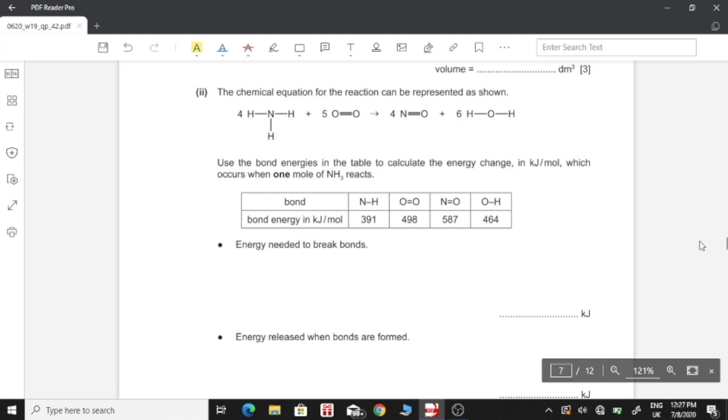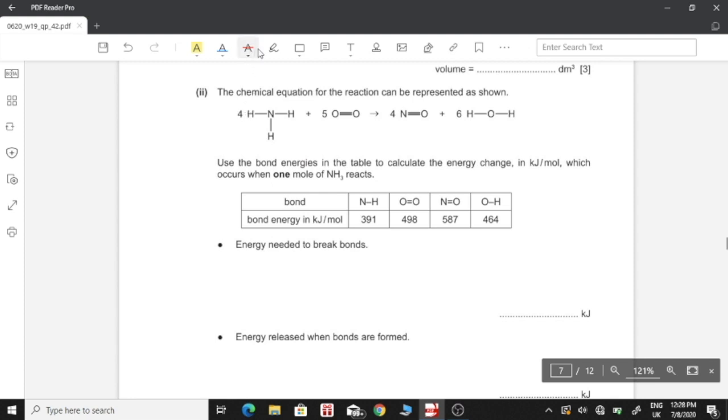Part 2. The chemical equation for the reaction can be represented as shown. Use the bond energies in the table to calculate the energy change in kilojoules per mole, which occurs when 1 mole of ammonia reacts. Alright, so over here we have 4 moles of ammonia, but the question asks us to find the energy in the case when 1 mole of ammonia reacts. So first off, we're going to have to find the number of moles of other substances which react and are formed with only 1 mole of ammonia.